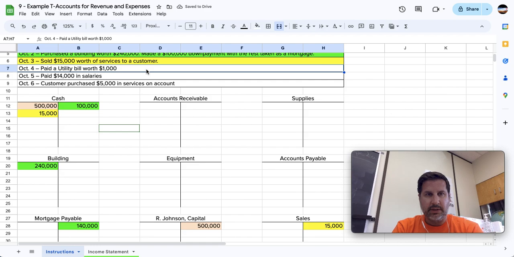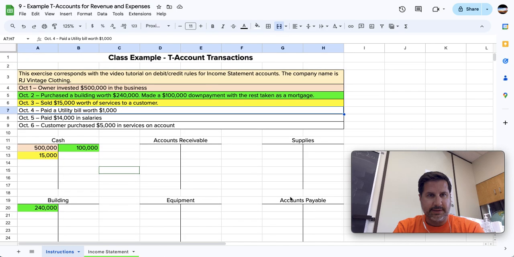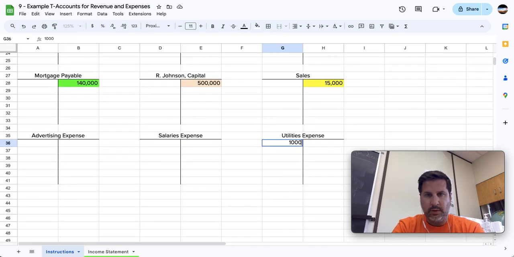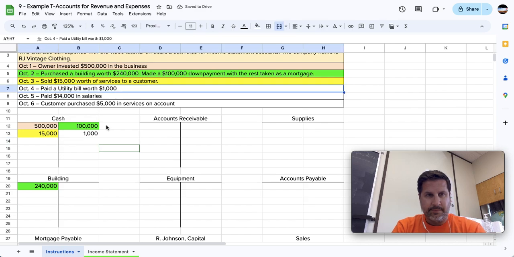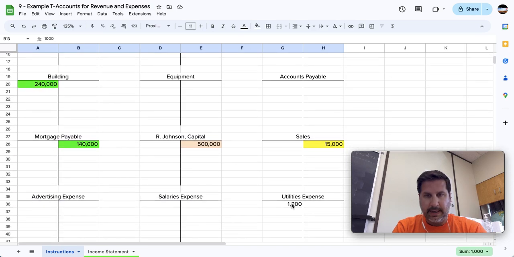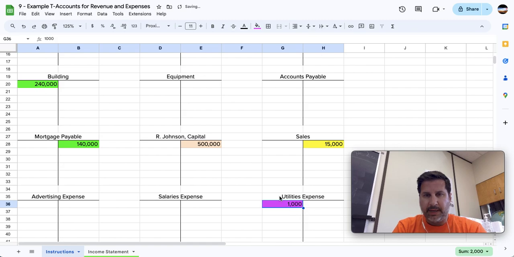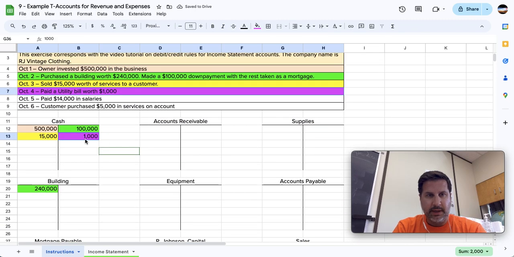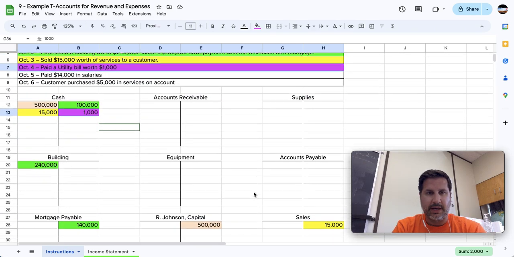Here's a second one. We paid a utility bill worth $1,000. So bills aren't good for the owner because it costs them money. So it was a $1,000 bill, and we will have paid $1,000 on that. This is an expense asset transaction, so we got a bill and we paid it right away. When we pay something, we have less cash, but we also have this expense now that we must have in order to run our business. We need to have all of our utilities working, otherwise we can't have a business.